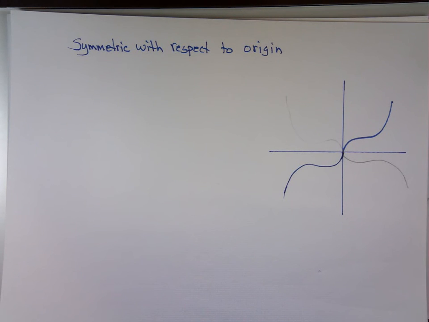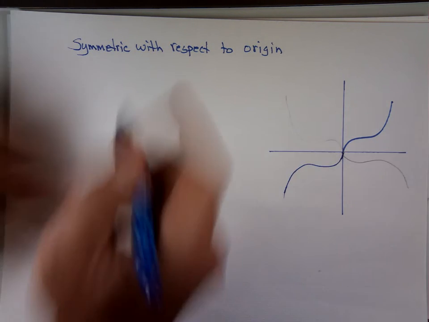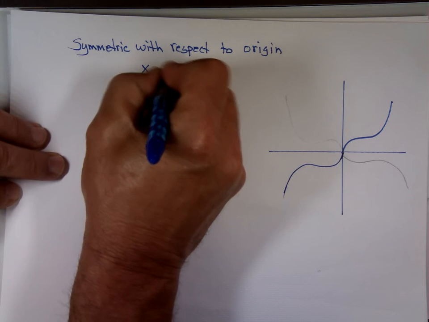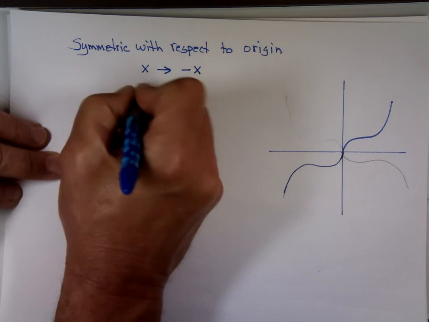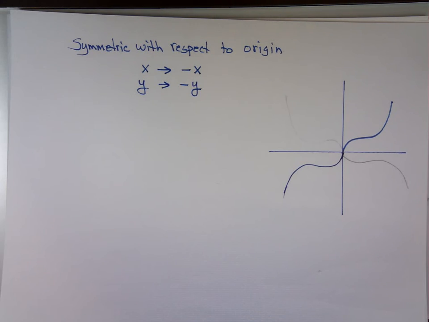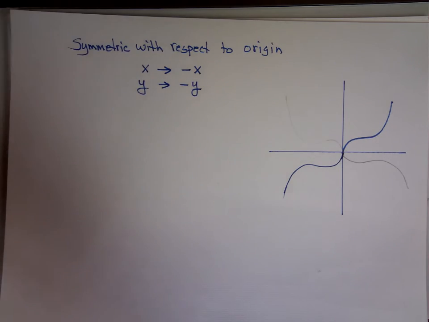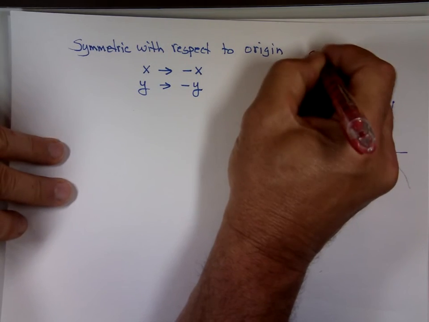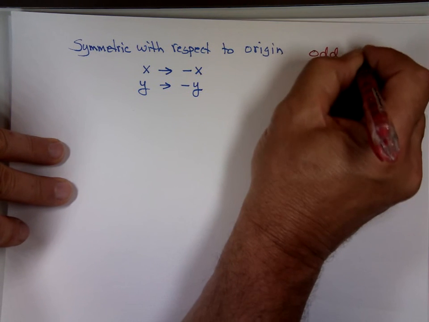How do you know the function is symmetric with respect to the origin? Two things. Replace x with negative x and replace y with negative y. If you end up with the same expression, you have a function. Notice that's still a function. And by the way, that's called an odd function. Remember we had even function? This is odd function. When you hear the word odd function, that means symmetric with respect to the origin.